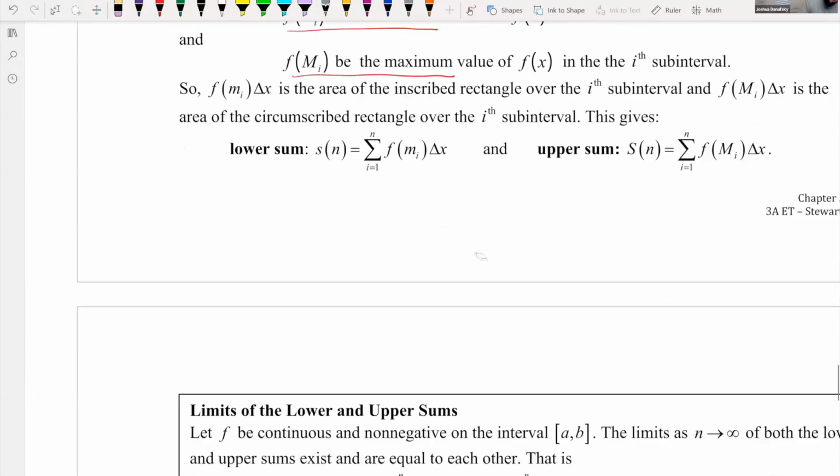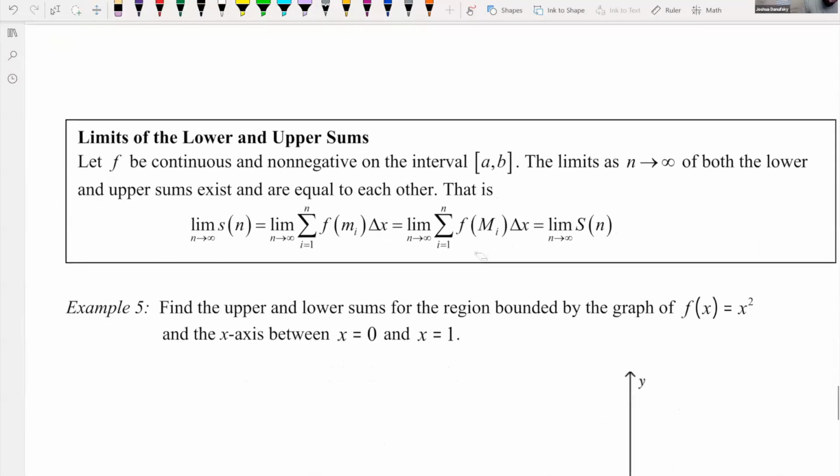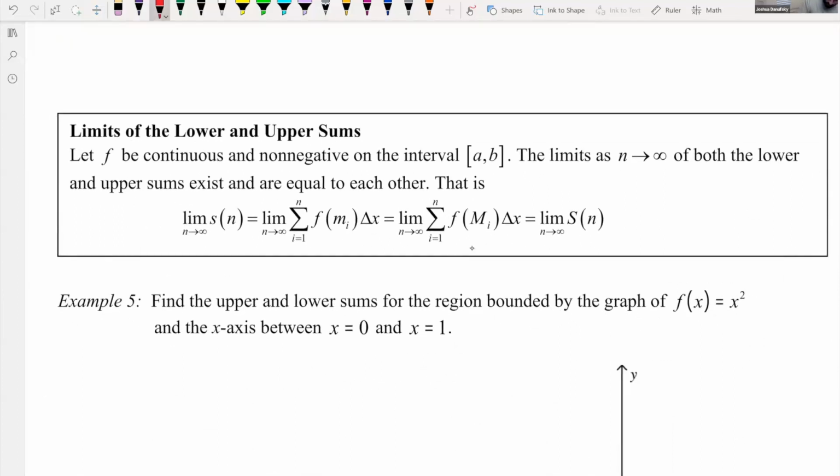Now, as we mentioned in the previous example, if we take the limit, well, first of all, notice right here, we have a lower sum because we have little m sub i. And here we have an upper sum. But as we take the limit of these as n approaches infinity, it turns out that these two values are approaching the same thing, right? These two limits are equal to each other. And that is the area under the curve that we're trying to find.